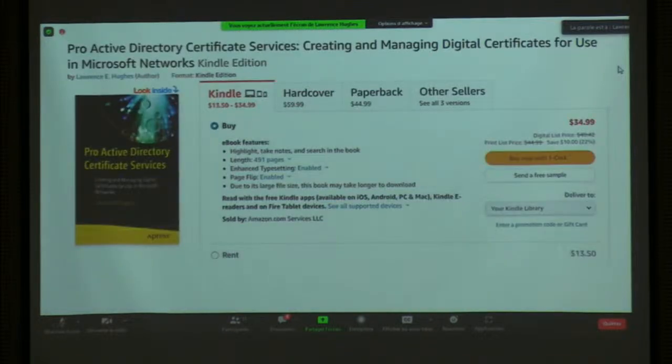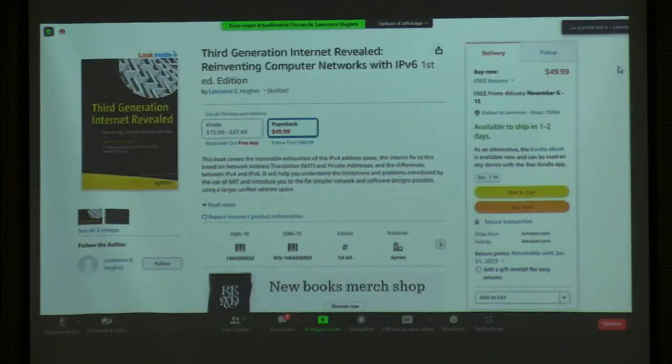Now, I have a lot of background in PKI. I created all the training at VeriSign a number of years ago. And recently I released a book that includes a lot of details on how PKI works and how you secure messaging with it using digital certificates and so on. And then more recently, I've released a book on the third generation internet, which means IPv6. So the subtitle gives it away there, Reinventing Computer Networks with IPv6. And I actually discuss some of these concepts in these two books.